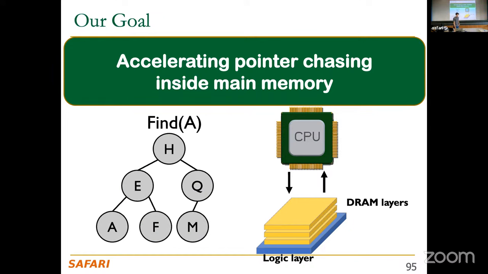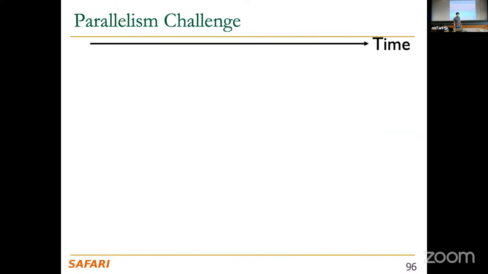So that if we want to find one specific node of a tree, for example, we just need to send that request to the logic layer, and this pointer chasing operation will happen in the accelerator in the logic layer, and the data will be retrieved to the CPU at the end. Okay, the idea looks good, but it is not so straightforward to implement in an efficient manner.